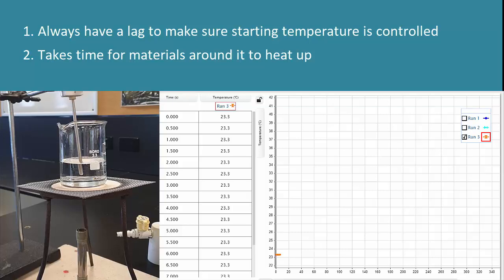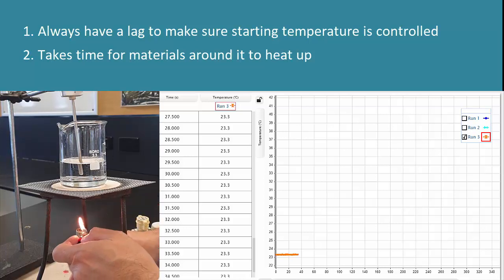This video is made for Year 11 and 12 chemists, so don't be surprised if this is a little difficult, okay? First of all, it's mainly to help you with your SACs and to understand the things that are going on. Always make sure you have a lag time so you can see what the initial temperature is. This is just slightly out of whack, I think, because it does actually take a little bit of heating in the materials before it actually heats up the water.